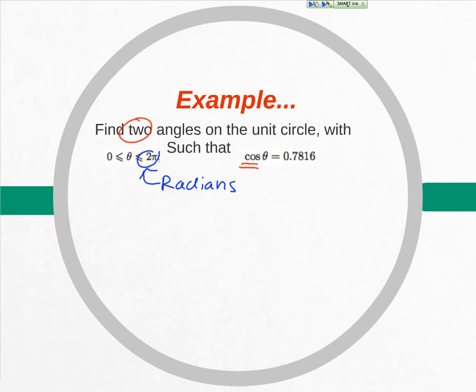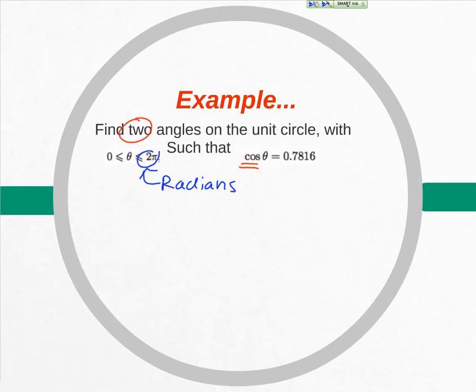How many radians is half of a circle? If we know half of a circle is 180 degrees, how many radians is that based on what it says here? Pi. So 2 pi is a full circle. It doesn't say 360 either, right? So from 0 to 2 pi is one full circle, and you have to find the two angles whose cosine equals that.